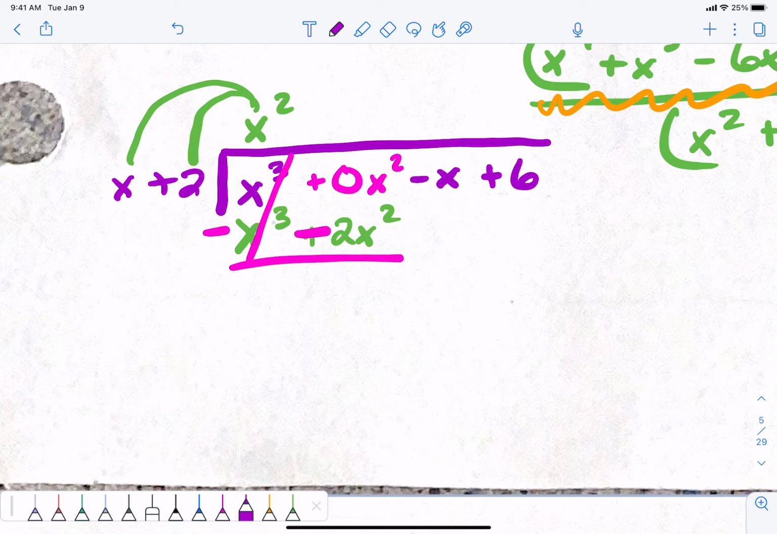So whenever you have that happen where they don't go in order and you have a piece that's missing, you do have to put a 0 in that spot. Kind of like when we were doing the quadratic formula and you didn't have one of the parts, it was 0, right?